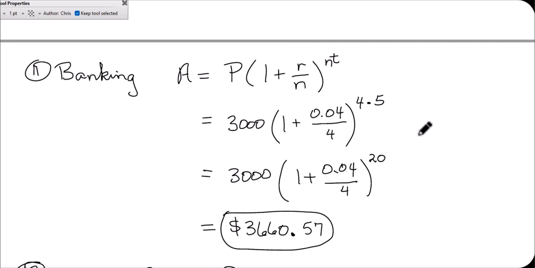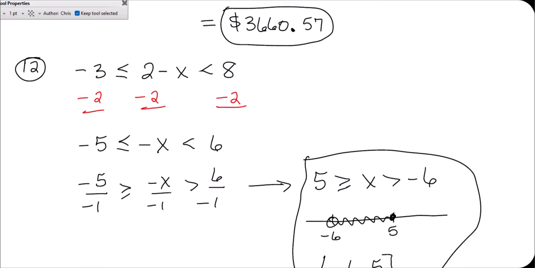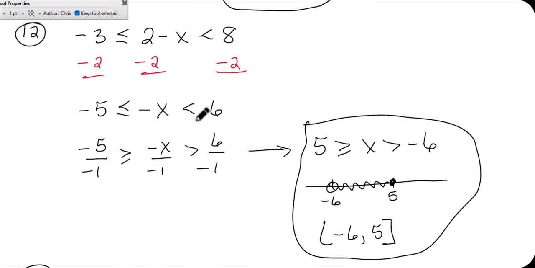All right, in question 12, we have an inequality to solve. It is a trapped inequality. We have a number on the left, a number on the right. The variable is stuck in the middle. And so my goal here is to isolate the variable. So I want to get rid of the 2 all the way across. Minus 3 minus 2 is a minus 5. 8 minus 2 is 6. And we do get the 2 to go away.